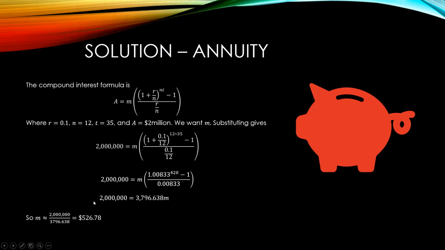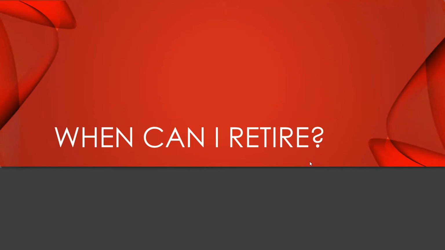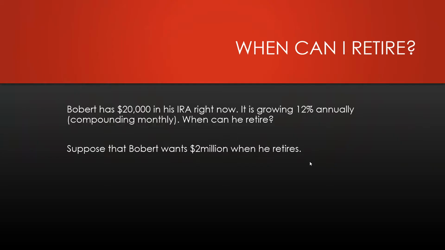Of course, that's still asking quite a lot. But this is on the planning stage. What if we want to look backward? What if we want to work backward from where we are to where we want to be? So maybe another question we could ask is just, when can I retire? Right? Not how much do I have to set aside, but rather, for this amount that I have, when can I retire? So suppose my friend Bobbert has 20,000 in his IRA right now.